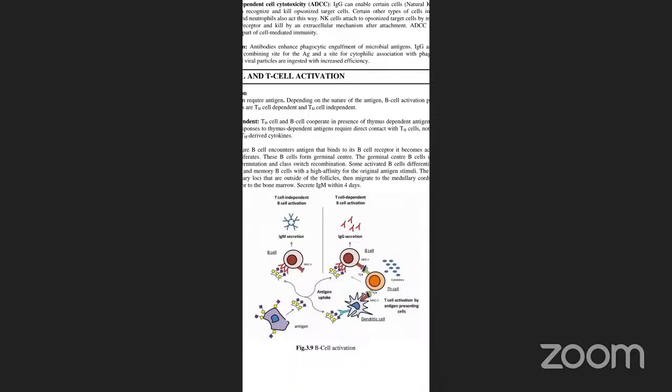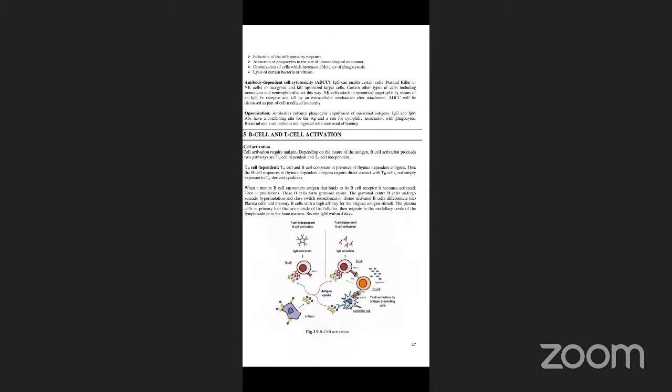Whenever IgM is secreted, it takes within 4 days, whereas IgG secretion will take more time. So, got it? That is the main difference.